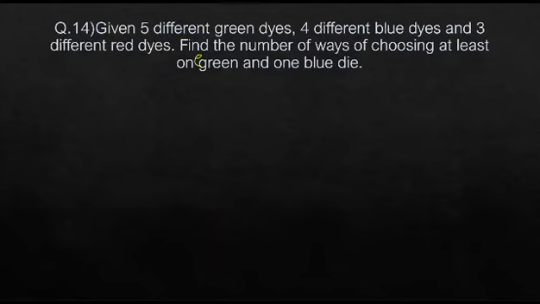Now given 5 different green dice and 4 different blue dice. So 5 dice we have which are of green color, 4 are of blue and 3 are of red color. We need to find the number of ways of choosing at least one green and at least one blue die. While we need to select any of these, whatever the number be, the formula will remain similar to this, that is 2 raised to the power n. But the condition is that there should be at least one green and at least one blue die. If there is no red at all, that is fine.